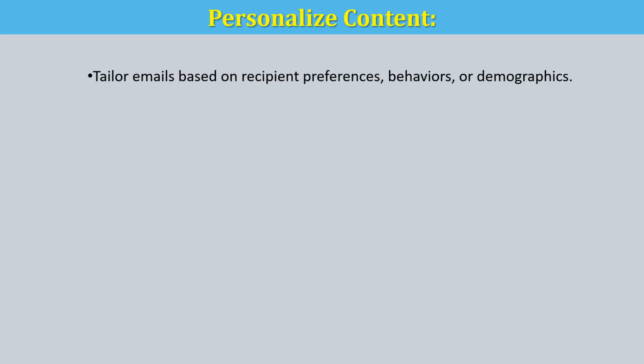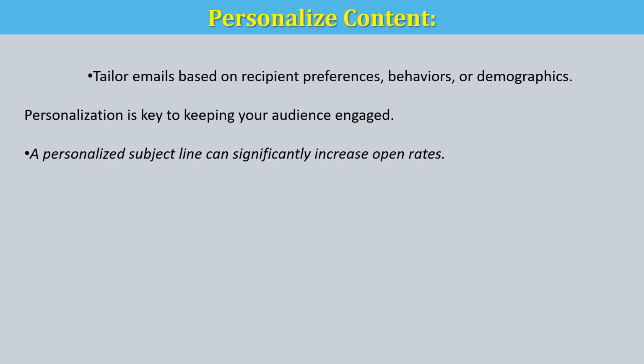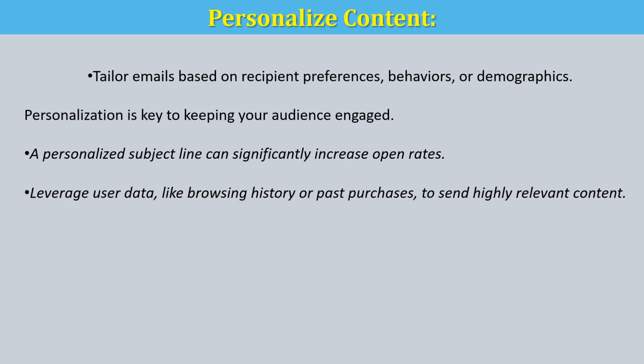Personalized content. Tailor emails based on recipient preferences, behavior, or demographics. Personalization is key to keeping your audience engaged and reducing the risk of spam complaints. And here are some tips. Use dynamic fields to insert names, location, or other personalized details directly into your email. A personalized subject line can significantly increase open rates.